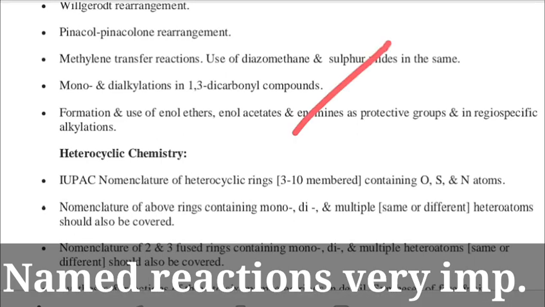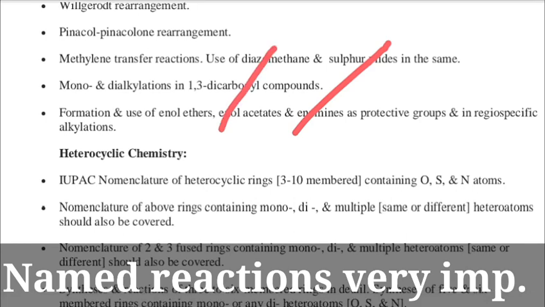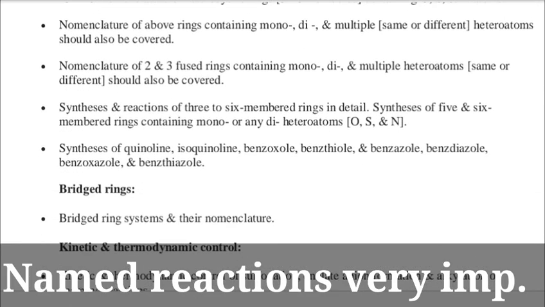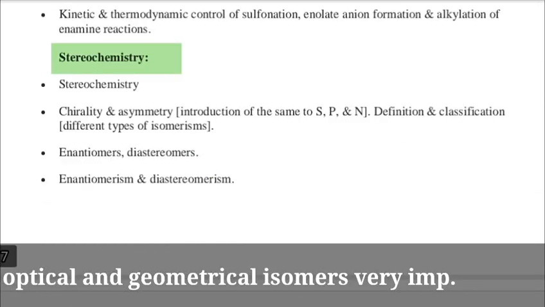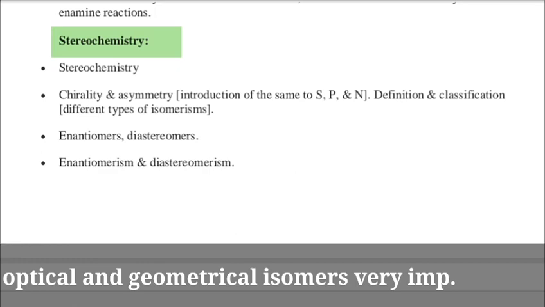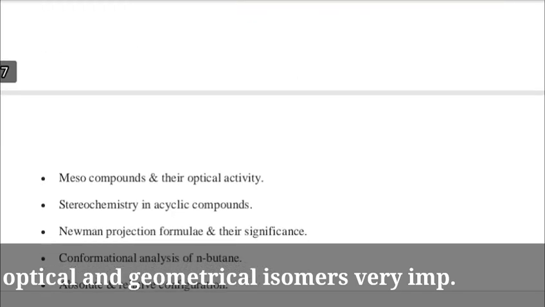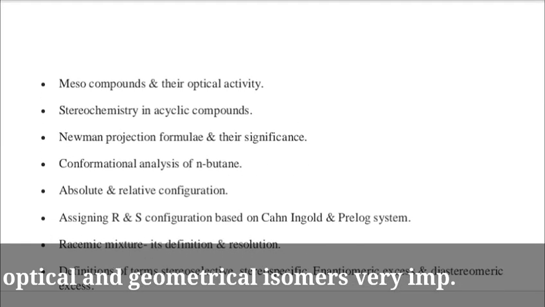Not only GPAT, for any competitive exam, named reactions are important. I am preparing a named reaction tabular column. You can go through it. 31 named reactions in one video. It may be helpful for you. And stereochemistry. In stereochemistry, you have to know the enantiomers, diastereomers, and some of the basic concepts, and the meso compounds.